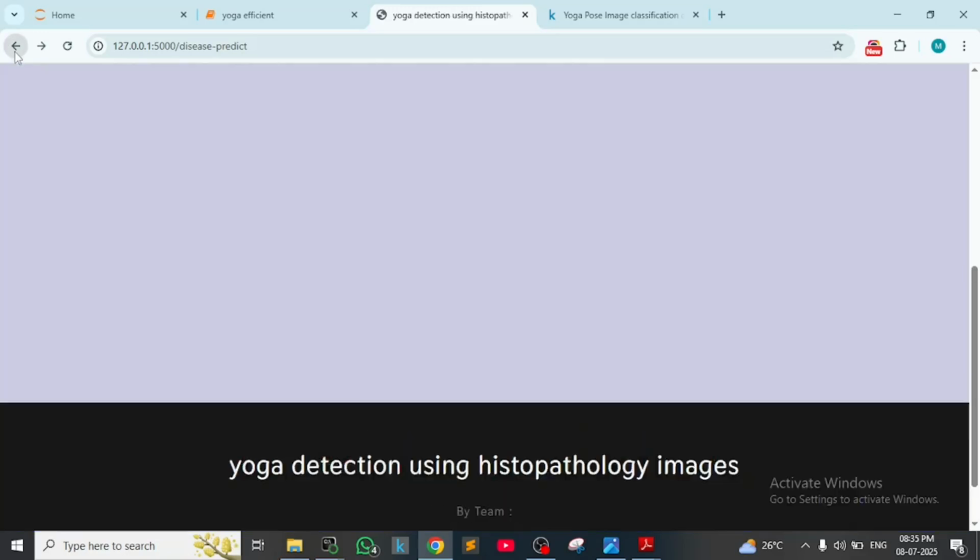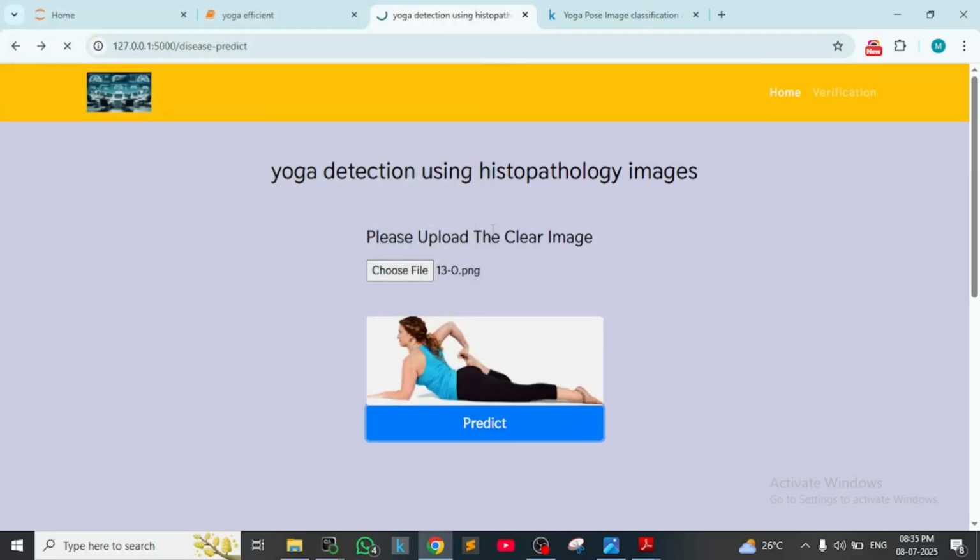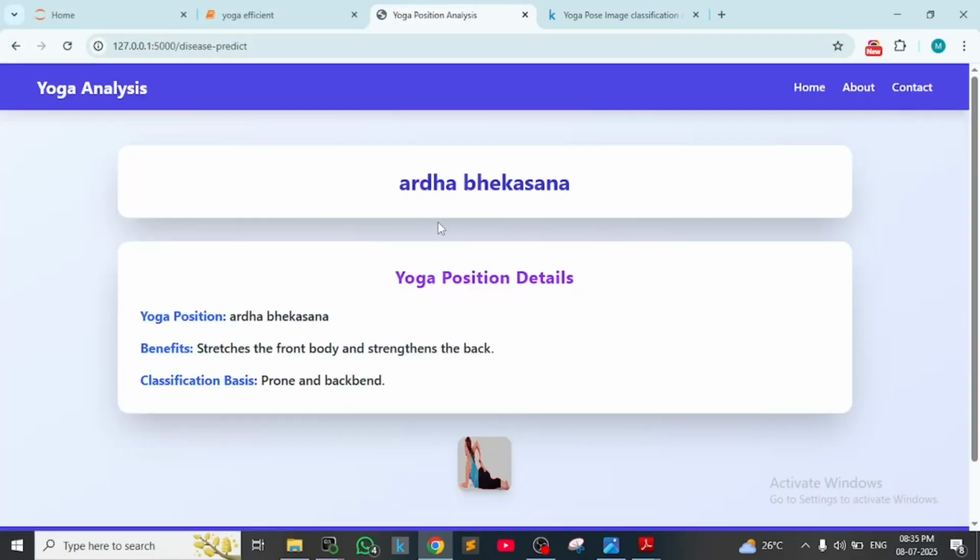We'll see another one. Predict. Ardha Bekasana. The benefits of this position are it stretches the front body and strengthens the back. Classification basis: front and back bend.